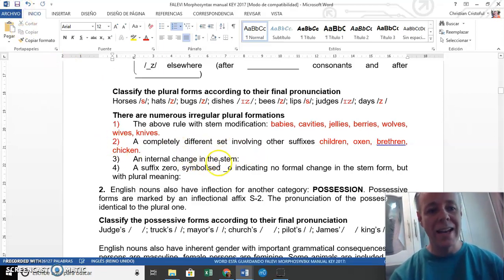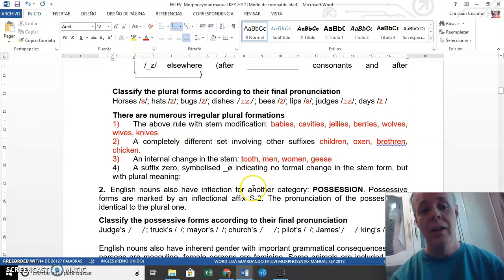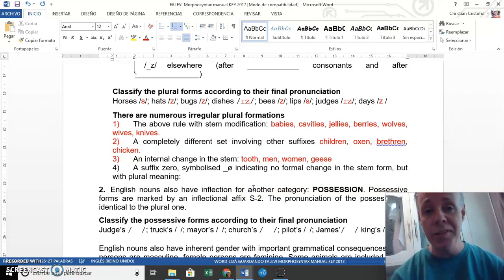Now we have an internal change in the stem. Internal, that means it's an infix. The plural will be an infix then, because it's an internal change in the stem, meaning plural. It's not that we add an S, but the internal part changes. For example, in the word tooth, that changes to teeth. Man, that changes to men. Woman, that changes to women. And goose, that changes to geese. These are plural infixes in English.